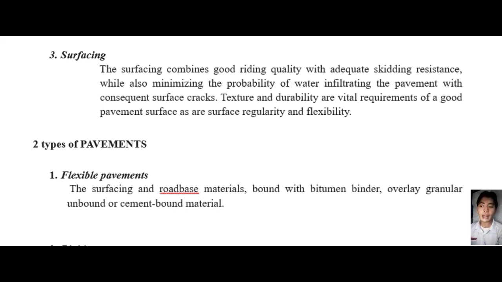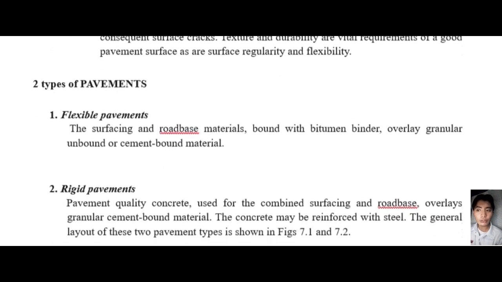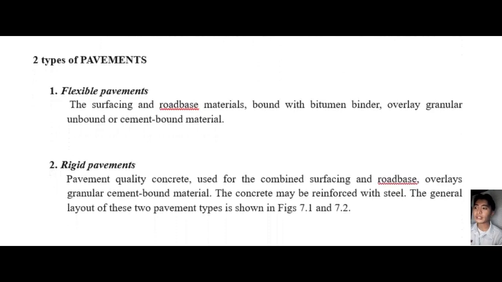Now in highway pavements, there are two types: the flexible pavements and the rigid pavements. Starting with the flexible pavements, they focus on two basic components, the surfacing and road base materials, which are bound with bitumen binder and overlay granular unbound or cement bound materials. That is what flexible pavements contain. It will be broadened later on.